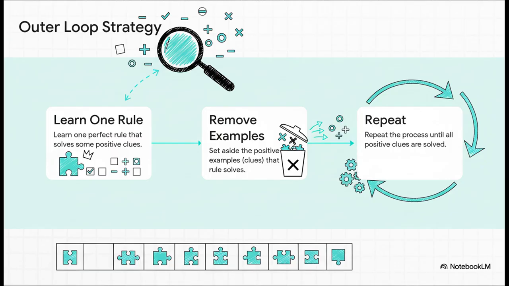Think of it like this. The outer loop isn't trying to solve the whole mystery at once. Its only job is to find one perfect rule that explains some of the clues. Once it finds that rule, it takes all the clues it just solved and sets them aside. Then it just repeats the process on the remaining clues. It solves the mystery one piece at a time.